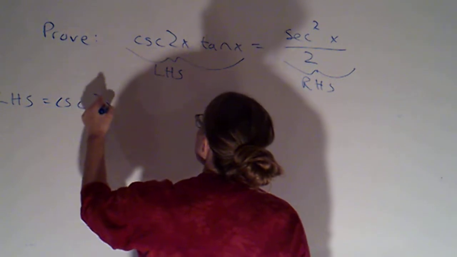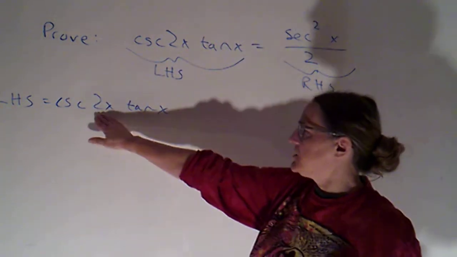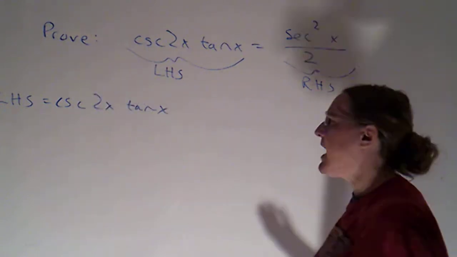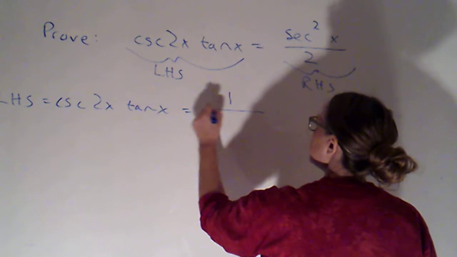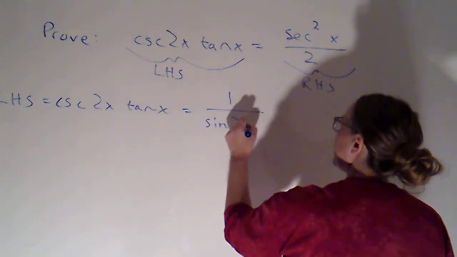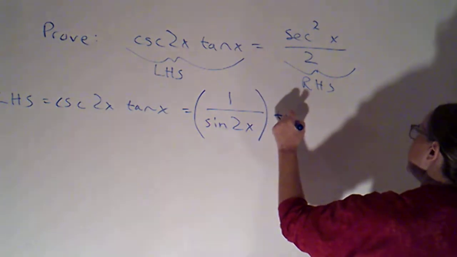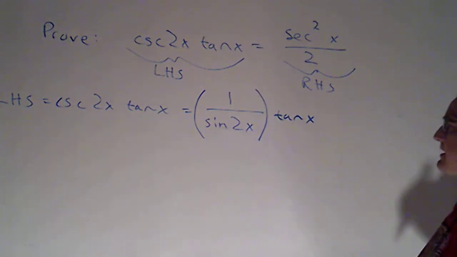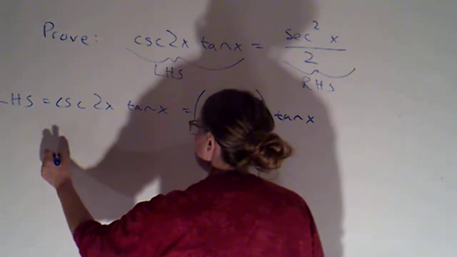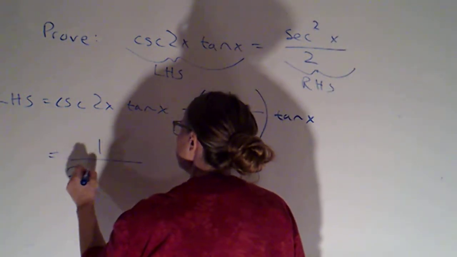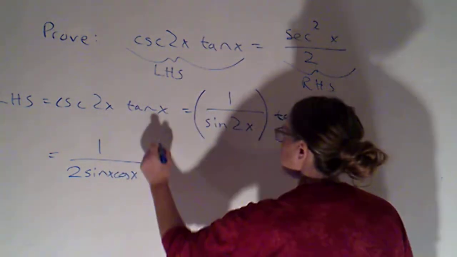So I've got cosecant 2x times tangent of x. First thing I want to do is rewrite this in terms of just x. I don't have a formula for cosecant, but I know that cosecant is the reciprocal of sine. So that's going to be 1 over sine 2x times tangent of x. Now I can use the double angle formula for sine. So that's 1 over 2 sine x cosine x times tangent of x.